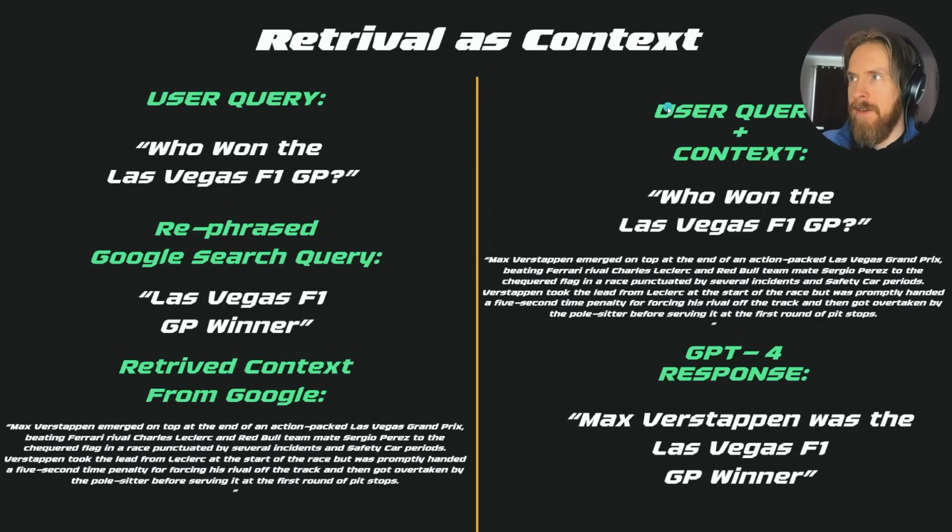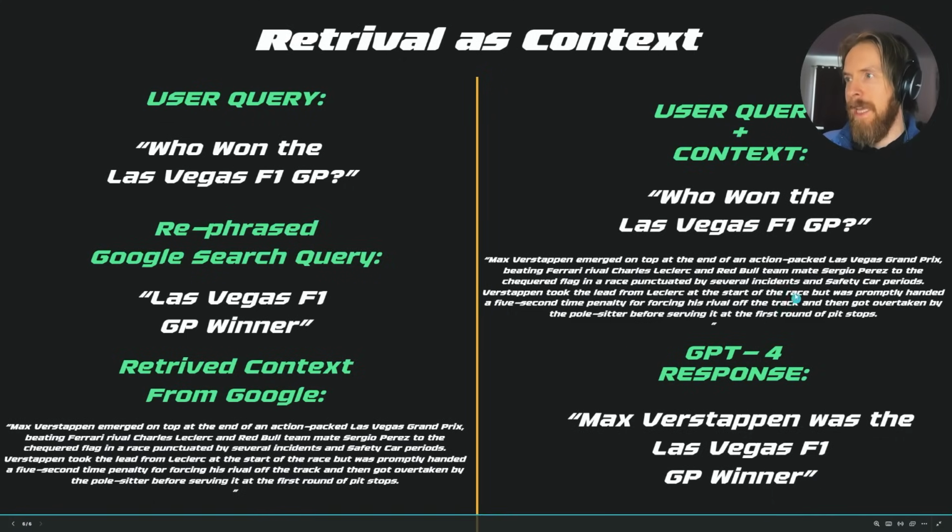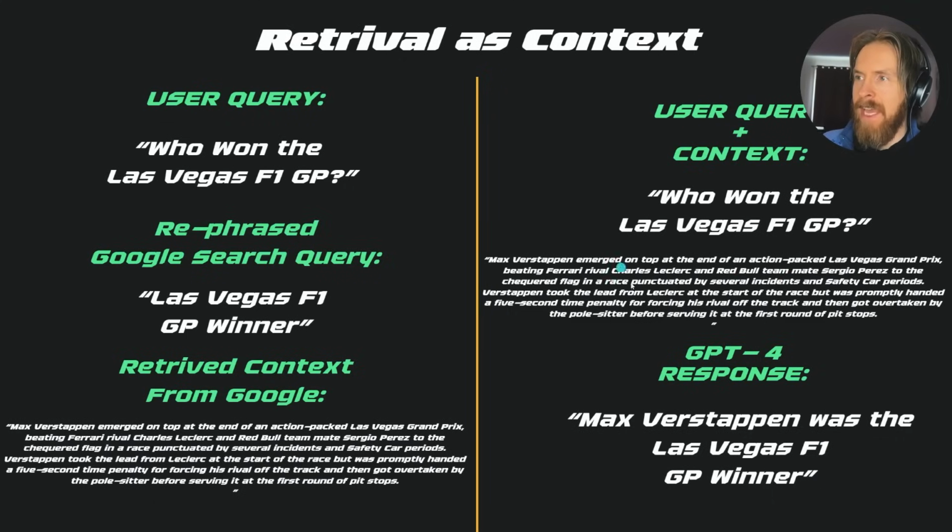Then we put it together, so we have the user query plus the context. So maybe who won the Las Vegas F1 Grand Prix, we feed the context under here, and then we could get a GPT-4 response like Max Verstappen was the Las Vegas F1 Grand Prix winner. So the model did not have any information about this, but we went to Google, retrieved this information, fed it back to GPT-4 Turbo, and now we can answer this question, right?